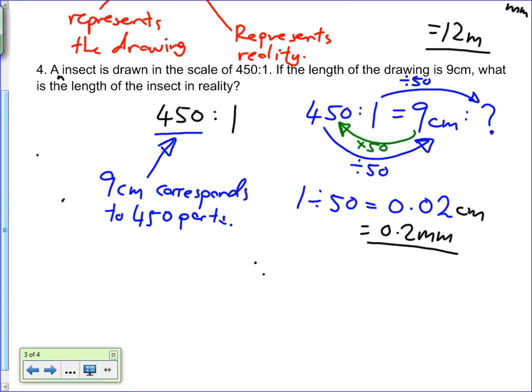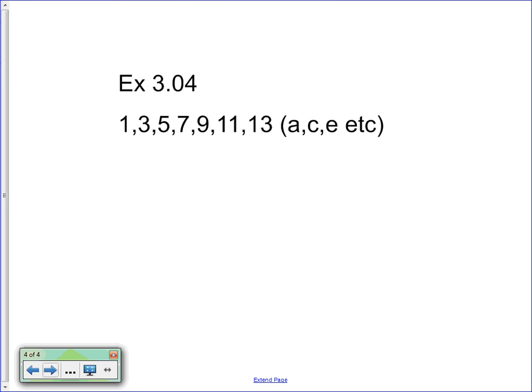So the exercise I'd like you to do is exercise 304. I'll write that on the board in a sec.